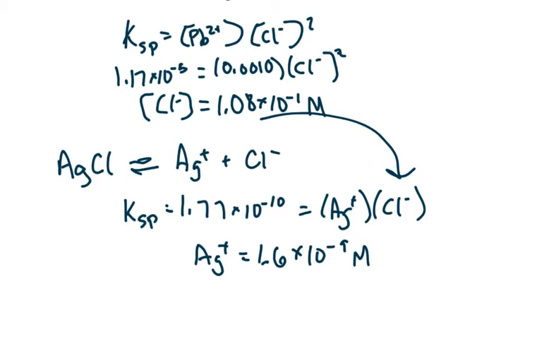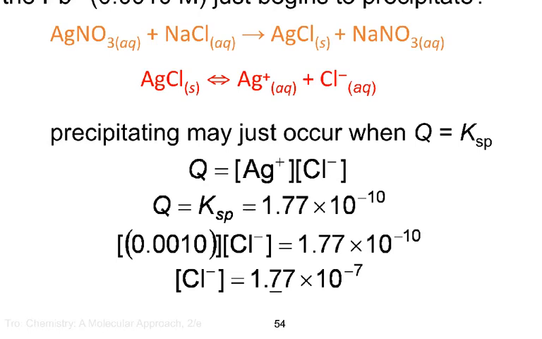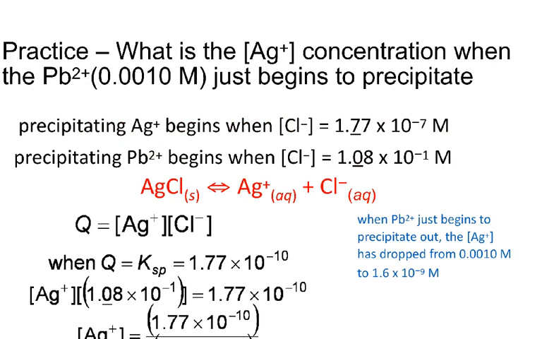So I just plugged my value in for my chloride when my lead started to precipitate, and I find that I only have 1.6 times 10 to the minus 9th molar silver left. By the time my lead begins to precipitate out, my silver has dropped from 0.0010 molar to 1.6 times 10 to the minus 9th, so it's dropped quite a bit. Here are the explanations. I skipped over this. This is figuring out when my silver starts to precipitate at this value of chloride. Then here's all of this math and this math. And that's it for that topic.